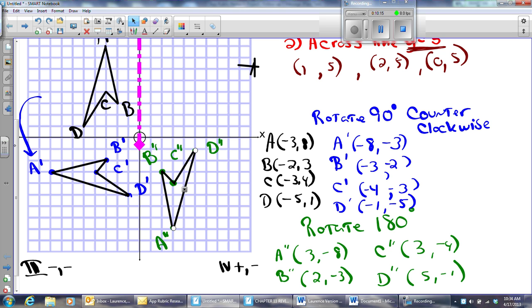So, reflection. All I do is count the distance to the mirror. Rotation of 90 degrees, I switch the x and y values and give the sign based on what quadrant I'm in. Rotate 180 degrees, all I do is change the signs of the coordinates. It's that simple.